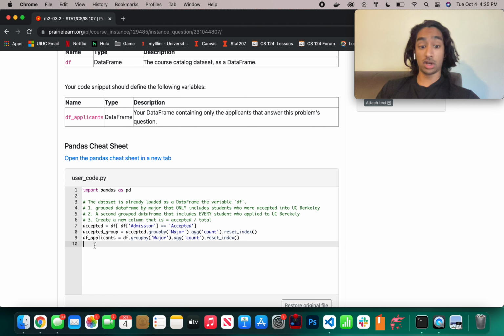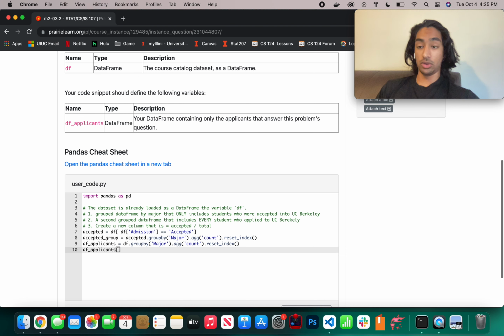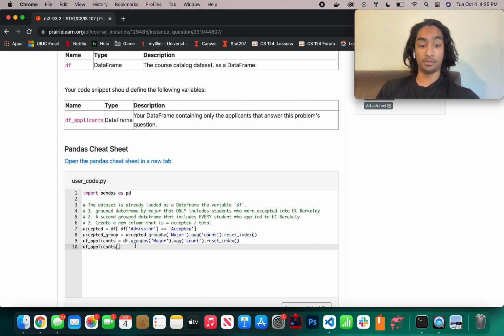So now we're going to be using df applicants in our answer. And in order to create a new admission rate column, we need to set this column equal to something. So we'll call it admission rate. This is just the standard syntax for creating a new column, just brackets and then the new column name. You can also use this to override a column. So if I change this to major, I could change the major column name, but right now we want to add one. So we'll create this new column admission rate.